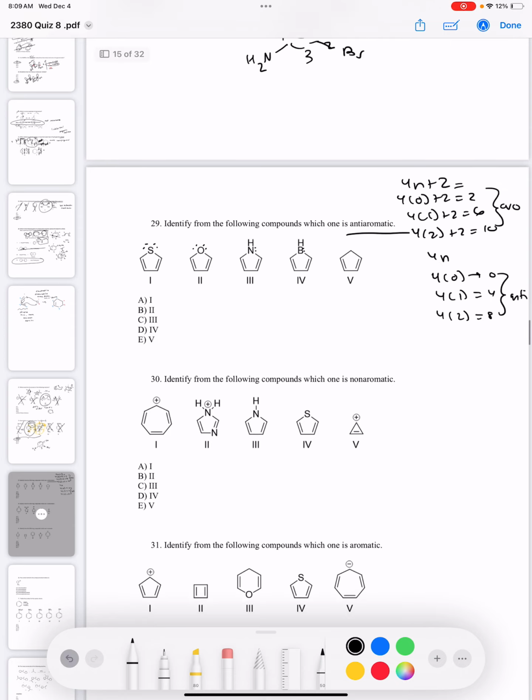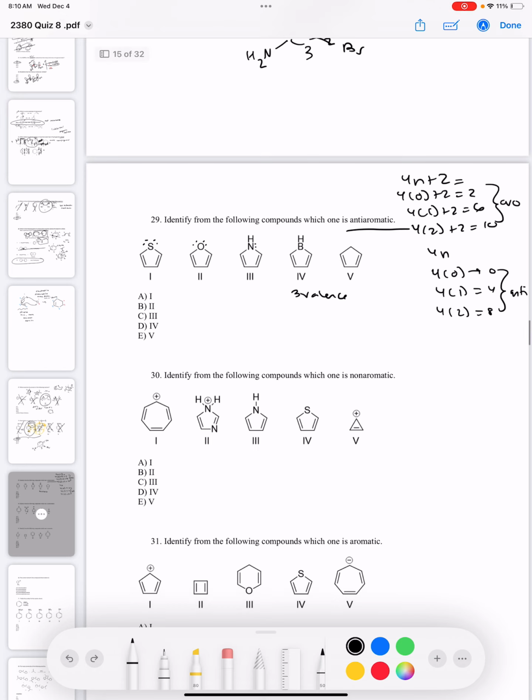Oh wait, boron actually does not have any lone pairs, because it comes with 3 valence electrons, if you remember. And so it's neutral right here, which means that 1, 2, 3 is all it has. You can remember that based on looking at the periodic table. It's in the 3rd column. Okay, so I draw in my valence electrons.